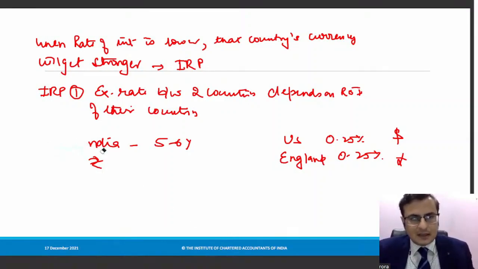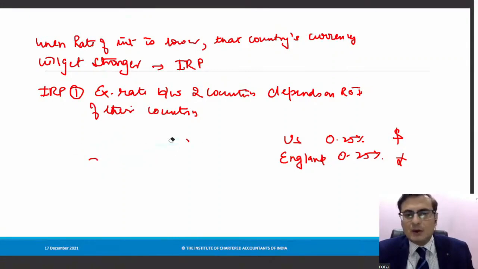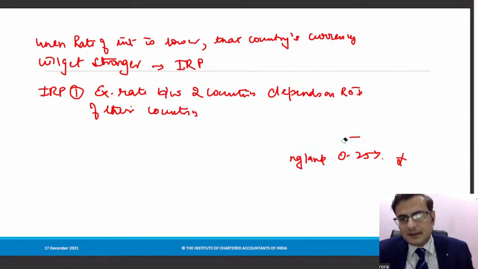Okay, now the first thing it says is that the exchange rate between the two countries depends on the rate of interest of their countries. Clear? What next point does it say?